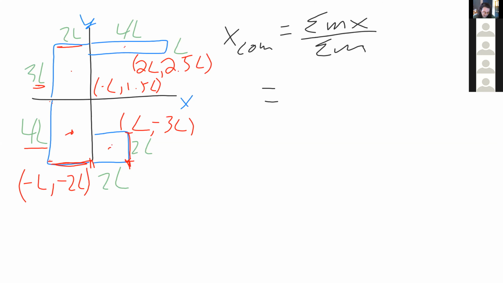Okay, so we need to find the mass of each plate. Well, each plate is going to have an area. So in yellow here, I'm going to write down the area of each. In the upper right, we have 4L by L, so that's 4L squared. Upper left is 3L by 2L, so that will be 6L squared. Lower left is going to be 4L by 2L, which will be 8L squared. And then lower right is 2L by 2L, which is 4L squared.